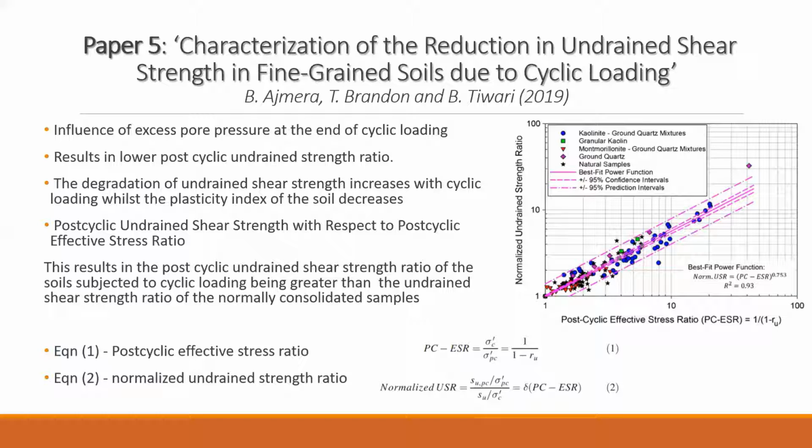They also found that post-cyclic undrained shear strength with respect to post-cyclic effective stress ratios resulted in the cyclic undrained shear strength ratio of the soil subjected to cyclic loading being greater than the undrained shear strength ratios of the normally consolidated samples. The post-cyclic effective stress ratio and normalized undrained strength ratios were calculated using equations 1 and 2.